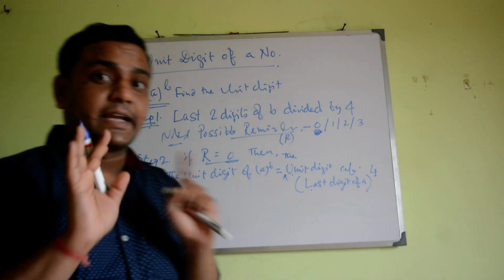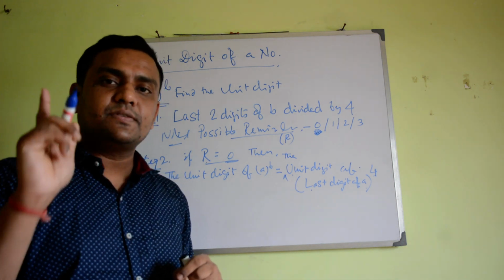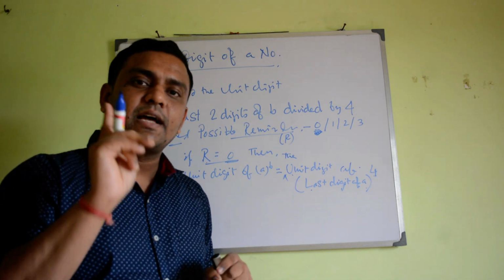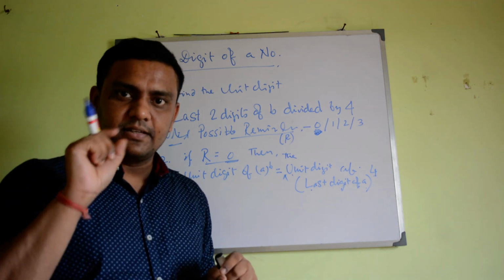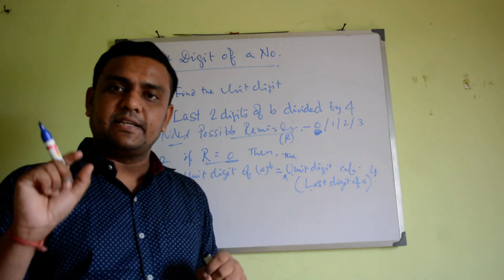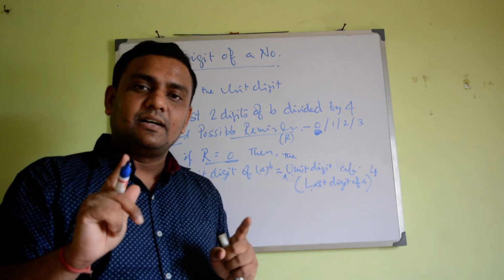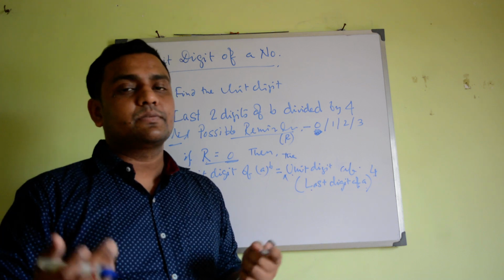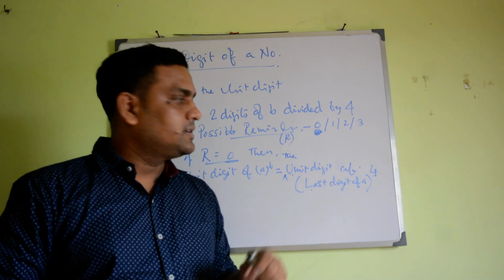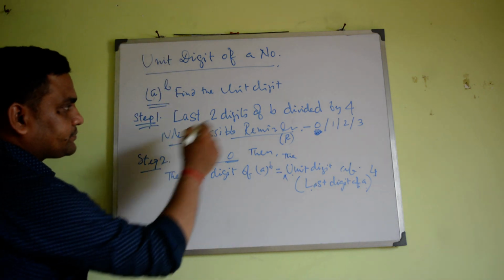Suppose the last digit of a is 6. So 6 to the power 4 means 6 into 6 into 6 into 6. You always take only the last digit. 6 into 6 is 36, so you just take 6. Again multiply by 6, 36, take 6. Again multiply by 6, 36. So the unit digit is 6. In that way you can calculate. I will show you by giving an example.